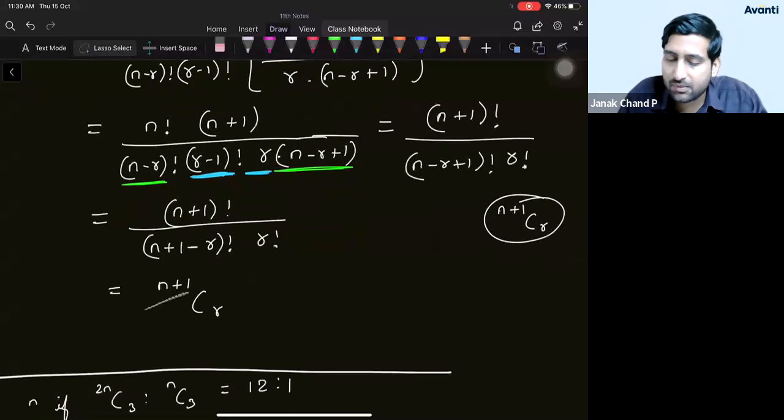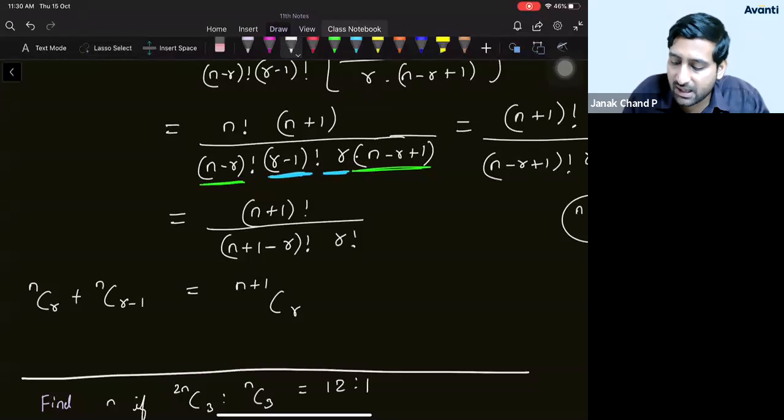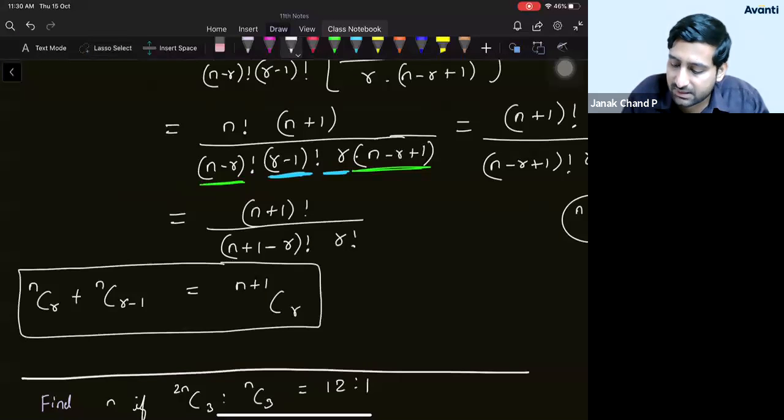Because if I ask you what is the expansion of n plus 1 CR, you will say this factorial in the numerator, and in the denominator you will say this minus this factorial. That is what you can see here. And again in the denominator you will see this factorial, which is also present here. Hence, student, this value whatever we got here, that is here. So this is your formula. NCR when added with NCR minus 1 is n plus 1 CR. So this can be asked for 5 marks, the derivation. Okay, so very simple student.